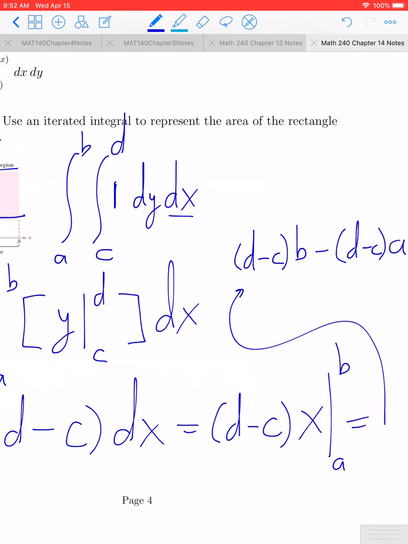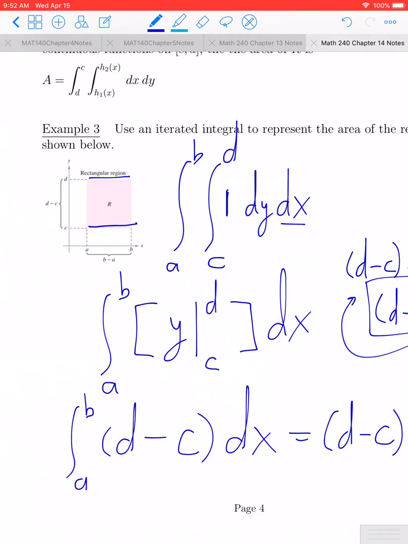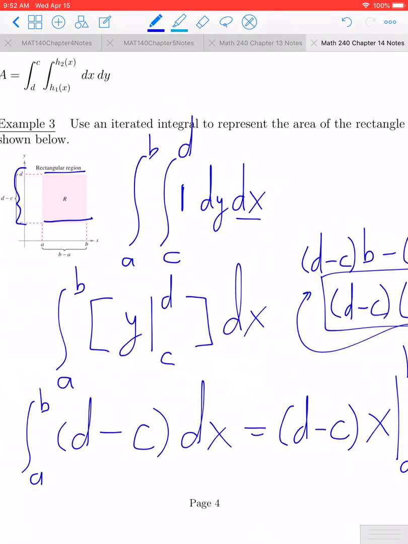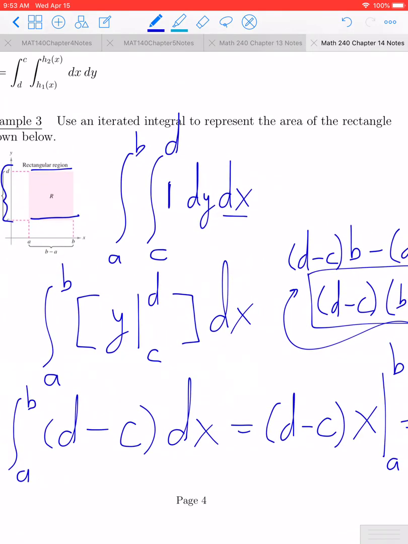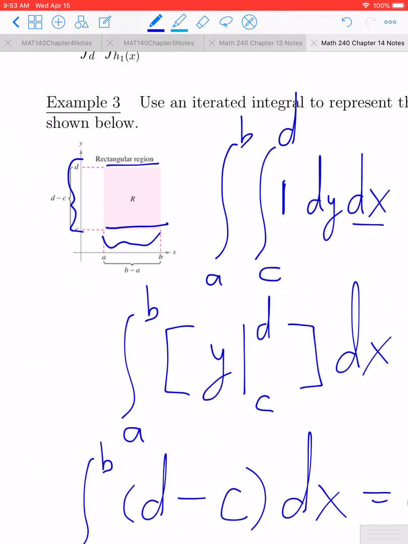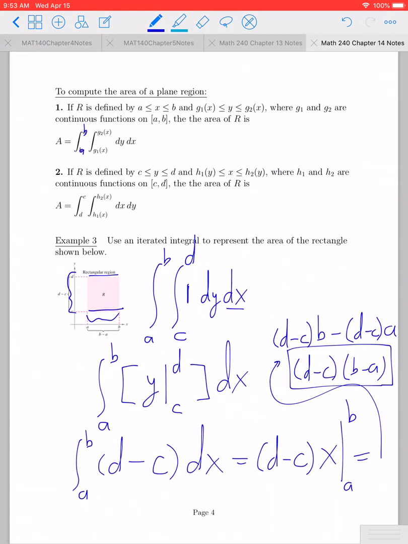And just to write this a little more cleanly, let's factor out, and we could have done this in the very beginning, let's keep that d minus c out in front. It's d minus c, which represents the width of the rectangle, and then times b minus a, which would represent its length. So just as we know, the area of a rectangle is length times width, and we were able to show that using an iterated integral.